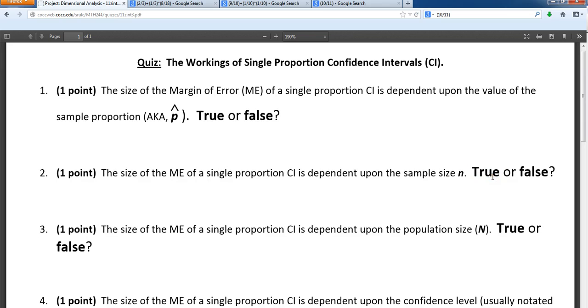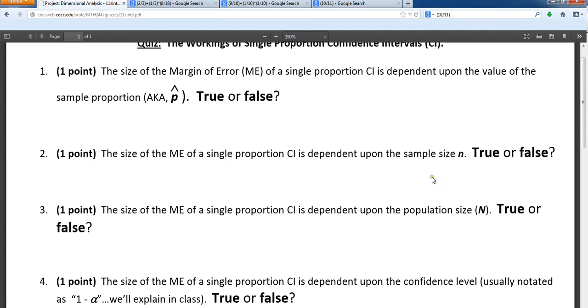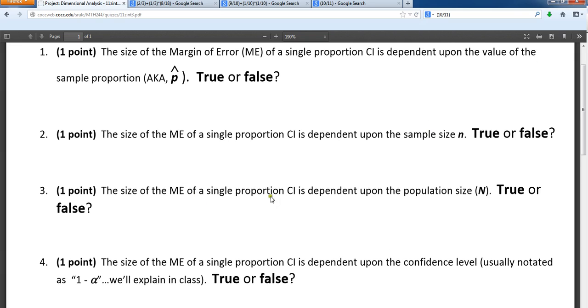Again, it is definitely true because if you look at the computation of the margin of error, it's the z times the square root of p hat times q hat over n. So we derived that once or twice in class, and we've used it once or twice in class. So the size of the margin of error is dependent upon the population size. Definitely false. Doesn't matter at all how big your population is. It's one of the coolest mathematical parts of confidence intervals.